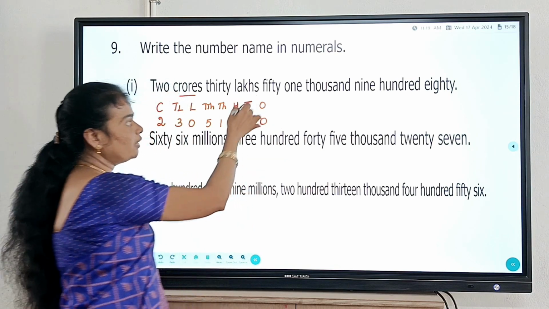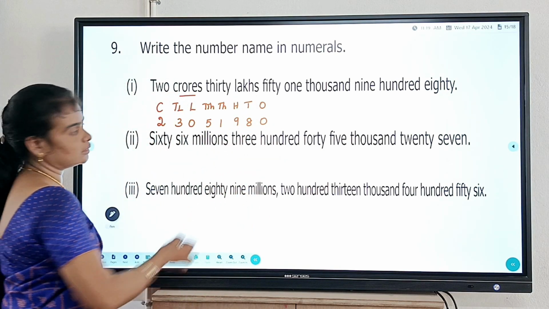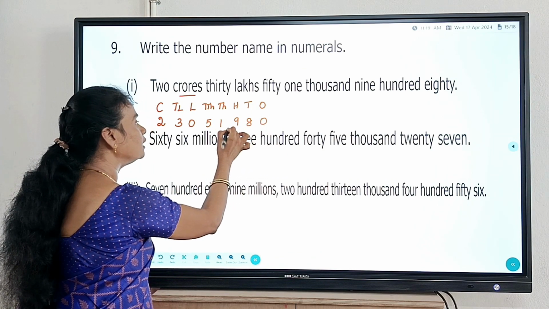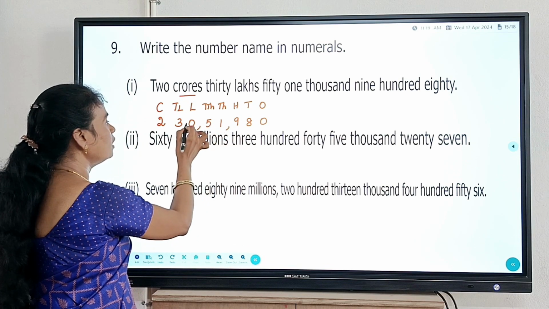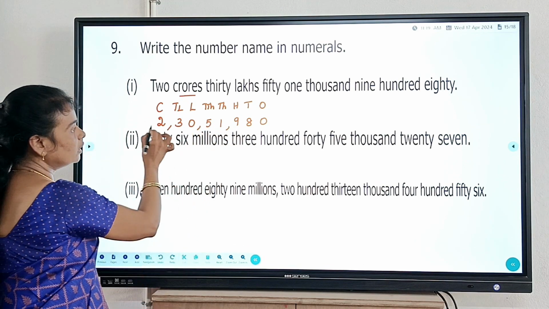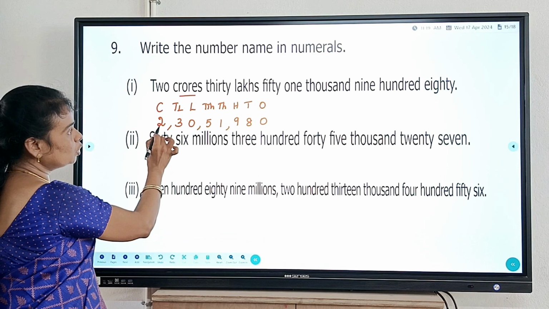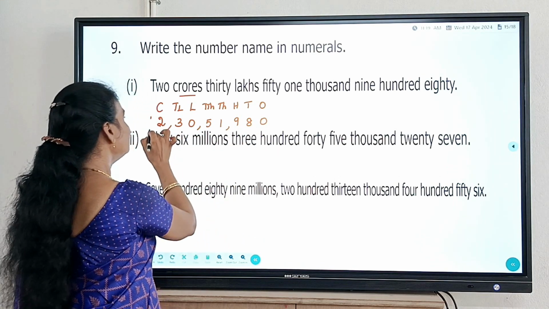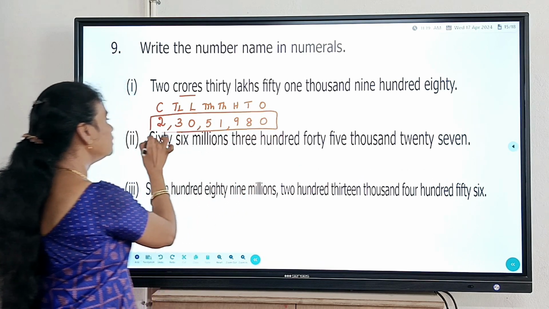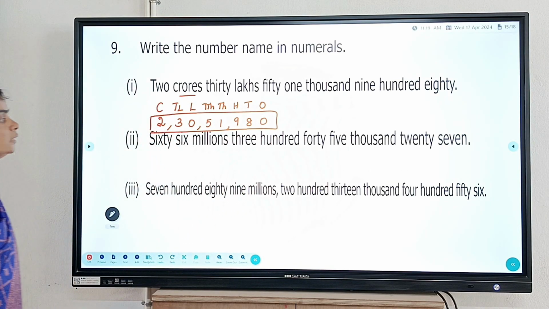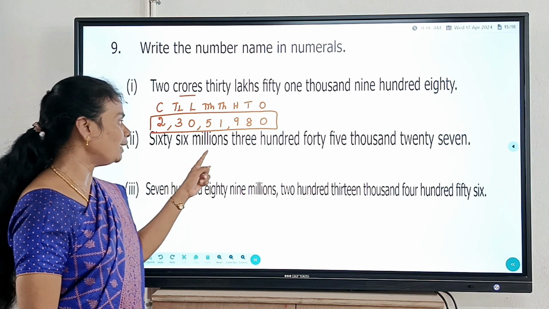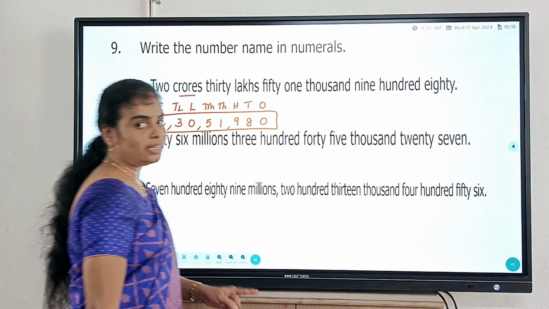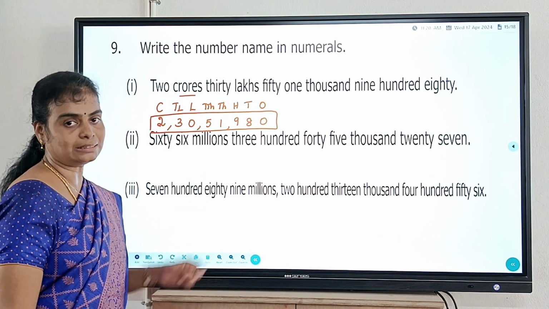980. Now we have written the number in the Indian system. So place the commas as per the Indian system, that is 1, 2, 3, comma, 1, 2, comma, 1, 2, comma. So here the number that we have written is 2 crores 30 lakhs 51,980, and this will be your answer for the first one. The second one, 66,345,027.